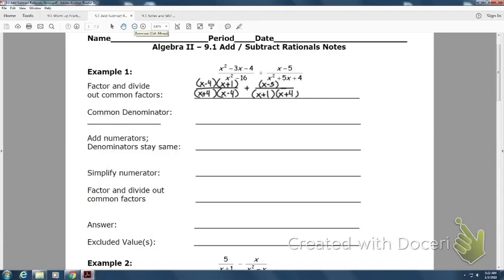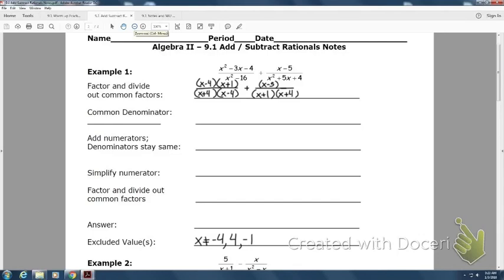So all you do to find your excluded values is, once you've factored all the denominators, you set each factor equal to 0 and solve, just like we've done thousands of times. So x plus 4 would give me what? Negative 4. X minus 4 would give me positive 4. X plus 1 would give me negative 1. And I already have negative 4 down there. Okay?